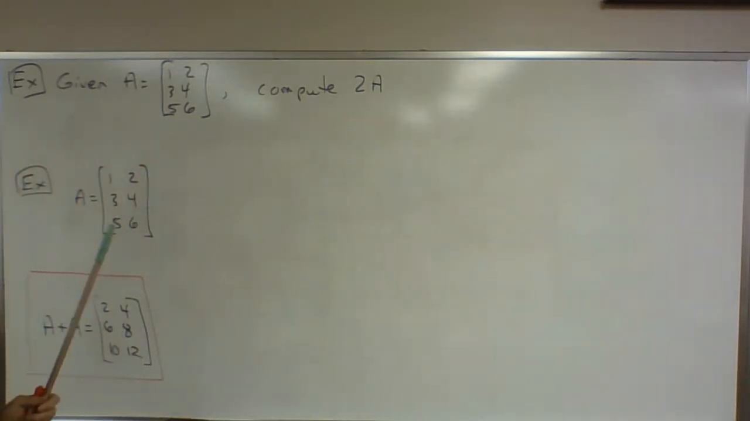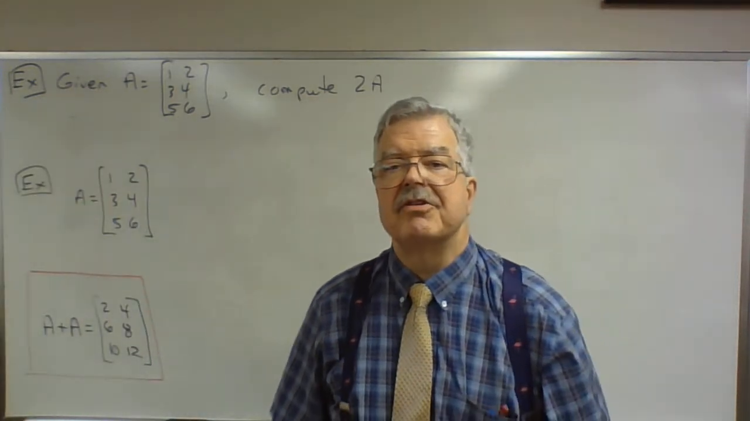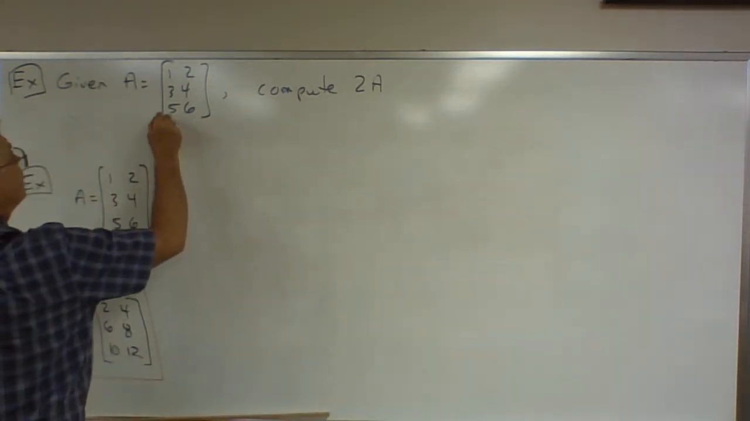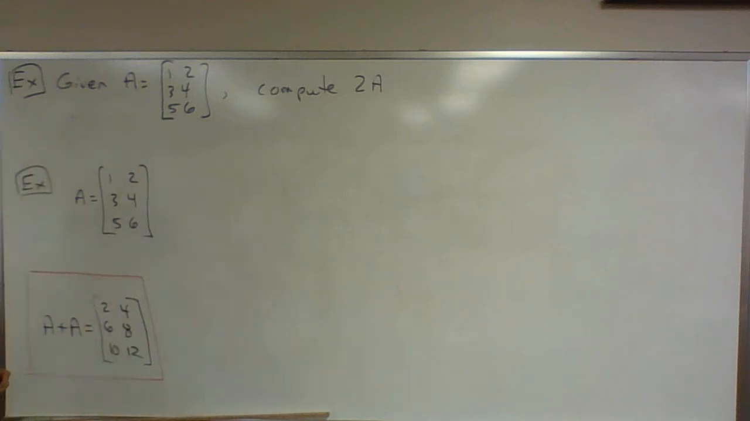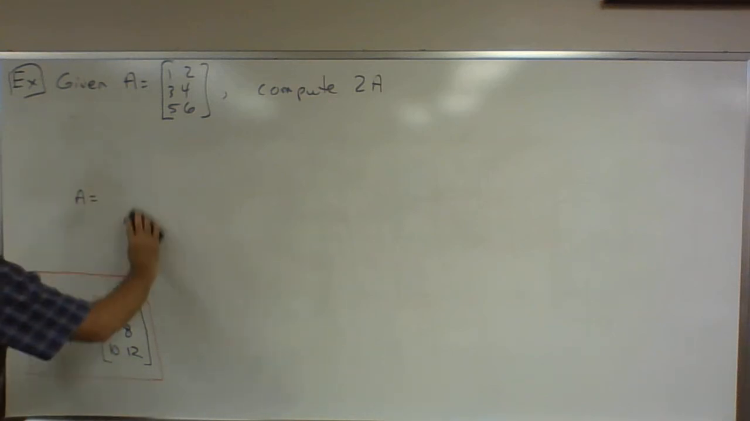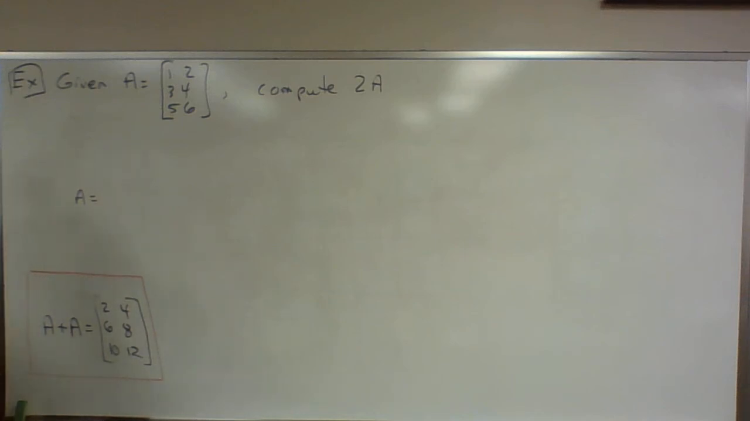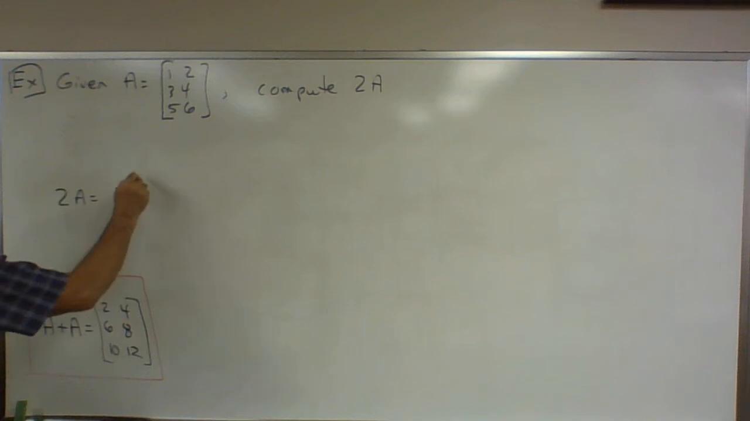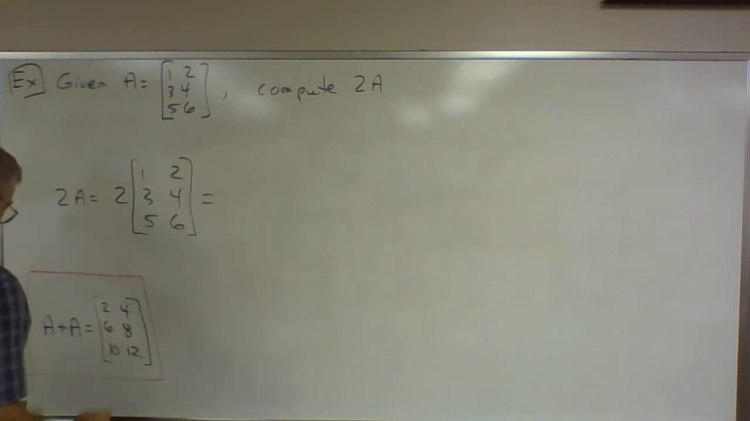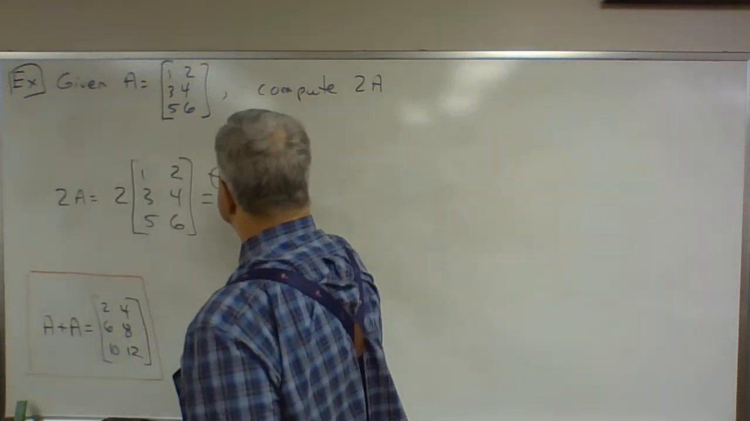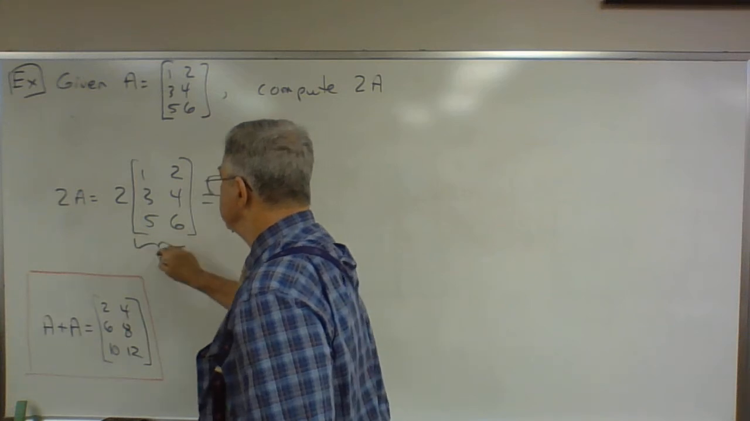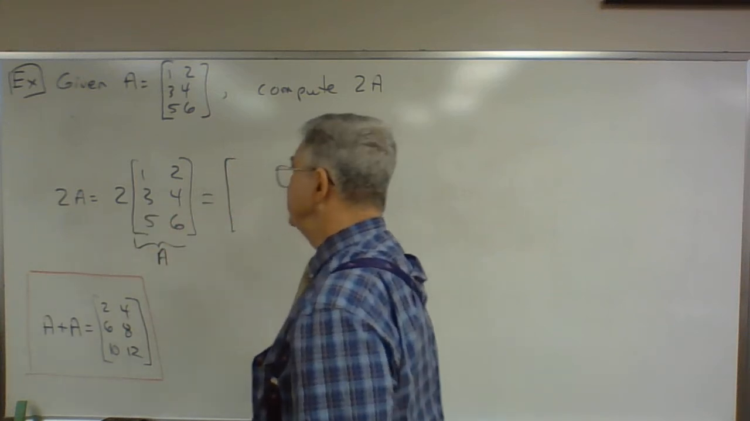Working with the same matrix here. Let's see, can you see that? Yeah, I guess you can. Same matrix, we're going to compute 2A. And how do we get this? Don't we take every element of matrix A and multiply it by the scalar 2?